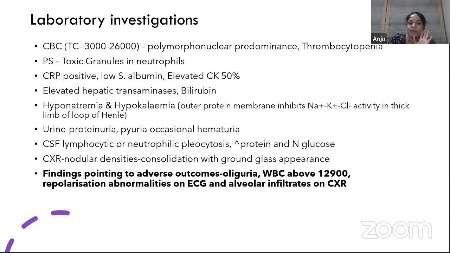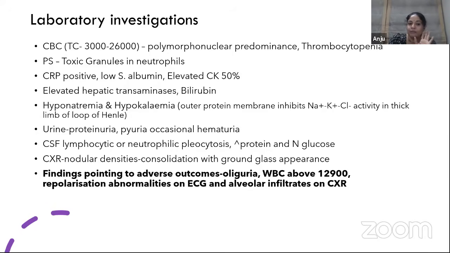As in CBC, you can find neutrophilia with polymorphonuclear predominance. Platelets are usually low. Peripheral smear can show toxic granules in neutrophils. CRP is positive. Serum albumin may be low. Around 50% show elevated CK. Hepatic transaminases and bilirubin are also elevated. Hyponatremia and hypokalemia are noted.